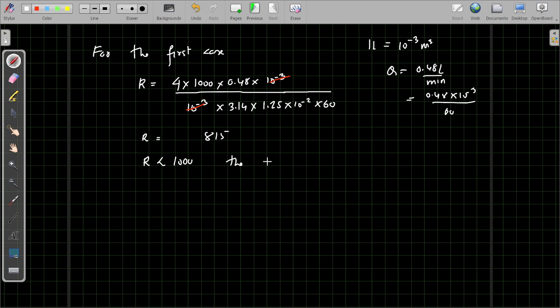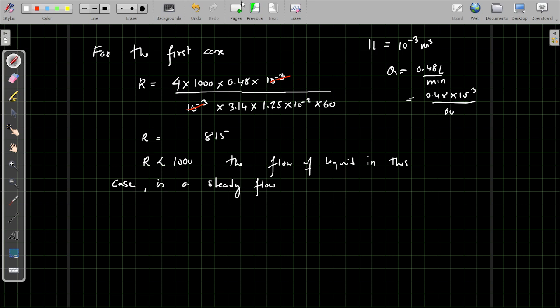So the flow of liquid in this case, or the first case, is a steady flow or a streamlined flow. If it is between 2000 and 3000, it is going to be unstable flow, but above 3000, it is going to be completely turbulent flow. So in this case, it is less than 1000. That means it is a very steady flow.